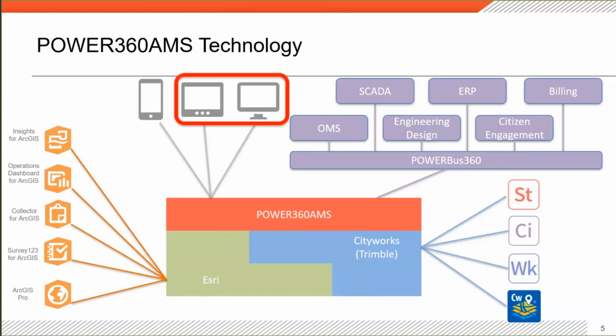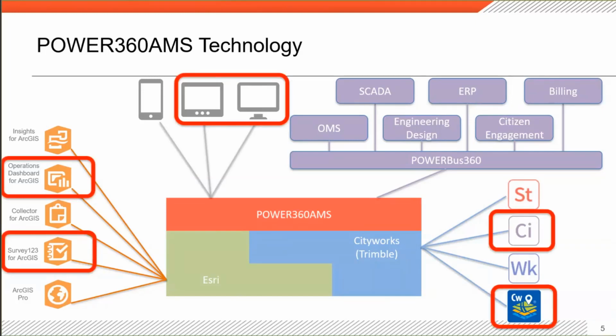Today, our demonstration is going to highlight the Office and tablet usage of the suite, the use of Operations Dashboard and Survey 123, and CityWorks Mobile and the CityWorks Operational Insights application. Now Kevin is going to describe the inspection processes and asset analysis functionality provided by the platform, as well as starting our demonstration.